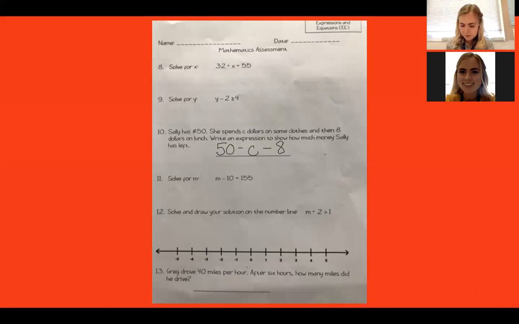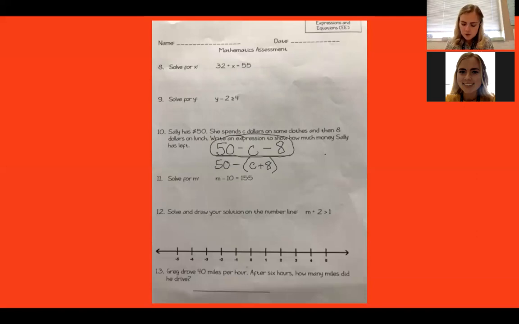Another way you could write it would be 50 minus, and then you combine the things that she spent, which would be C plus 8. And then my minus right outside the parentheses would make me subtract both of those things. But this top way would probably be the way that makes the most sense. So just do the easiest way.